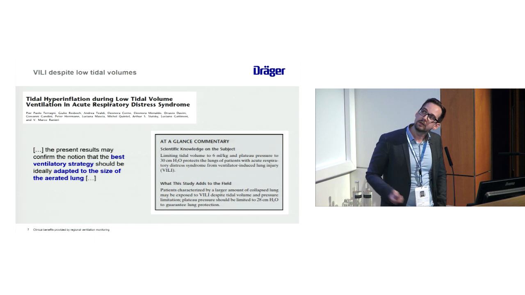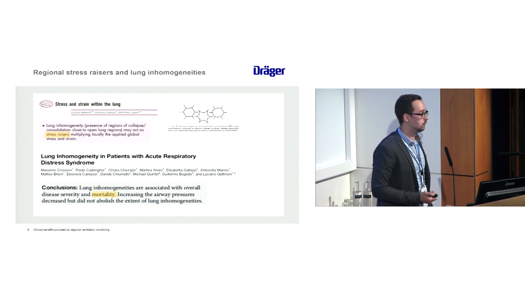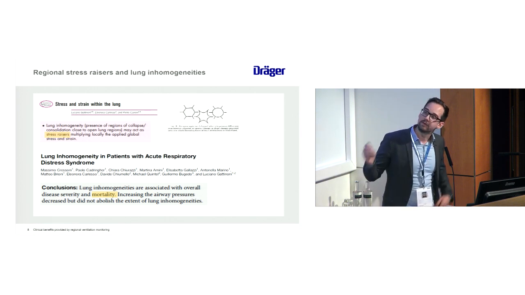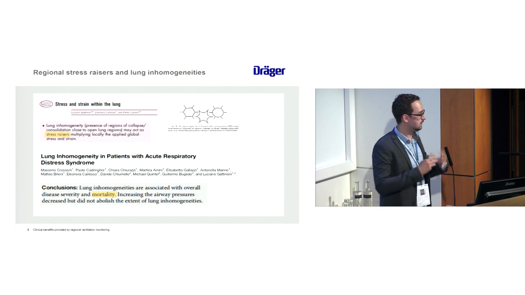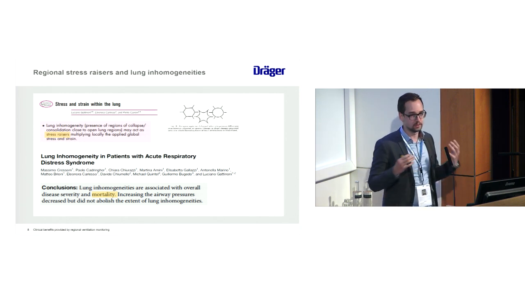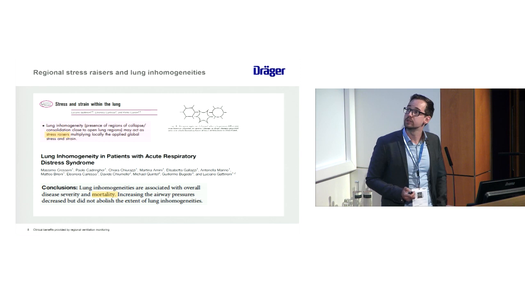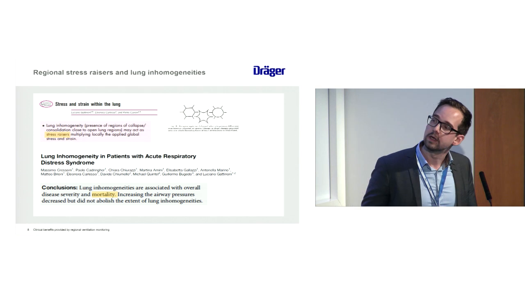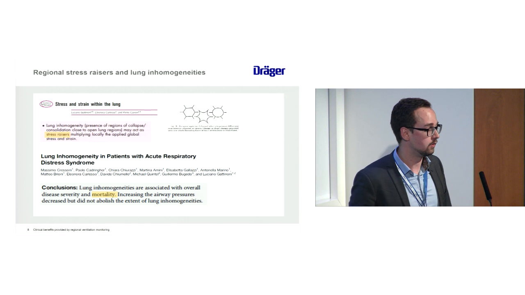We've also seen the importance of regional stress raisers and lung inhomogeneities. Whenever we have parts or compartments within the lung that are next to closed or collapsed regions, we can see that this interface is exposed to extreme stress. So these stress raisers multiply the stress and strain in those affected regions. And even furthermore, in work done by Cressoni, he also showed that these lung inhomogeneities have a severe impact on mortality.